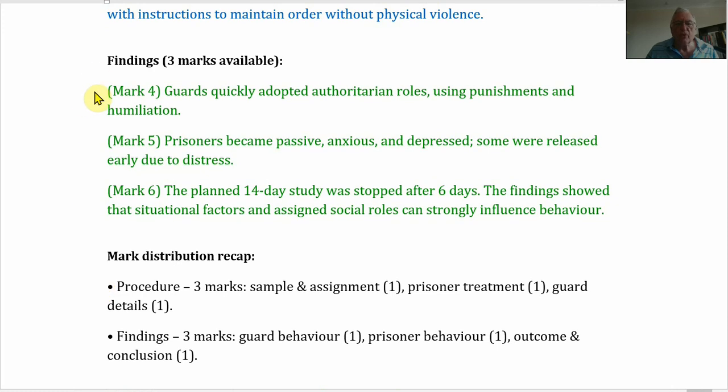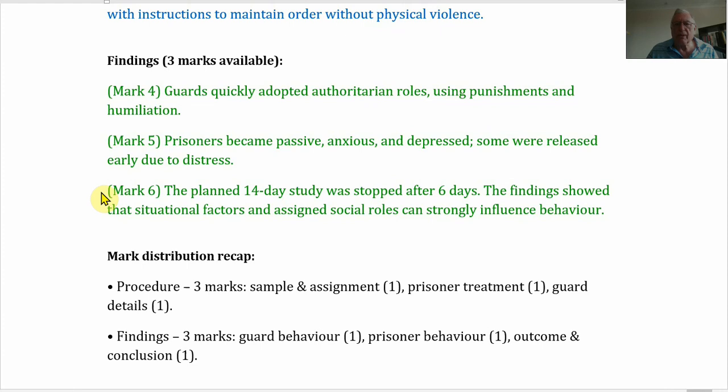Mark 4, the guards quickly adopted authoritarian roles using punishments and humiliation. You see findings, this is what happened. Mark 5, prisoners became passive, anxious, and depressed. Some were released early due to distress. Again, findings. These are things that happened. There's no analysis. There's no application.